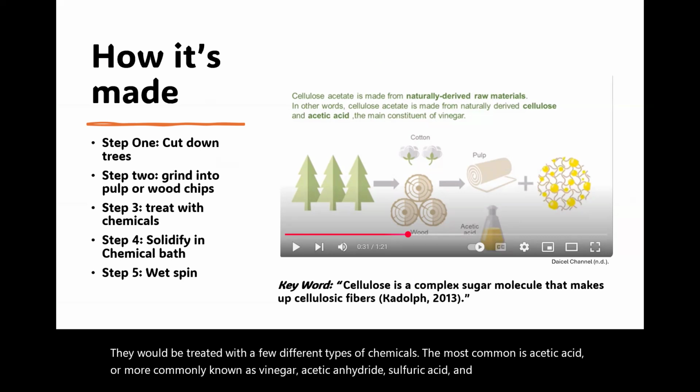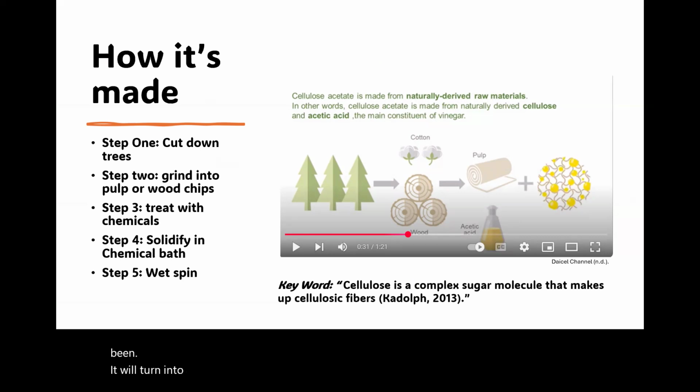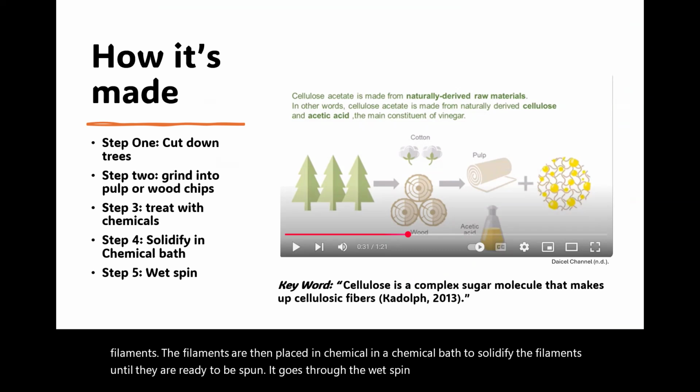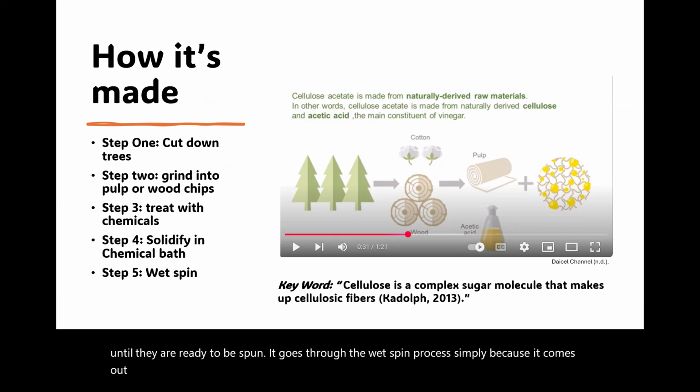After it has been treated, it will turn into a viscous liquid and is then forced through tiny holes of spinnerets to create filaments. The filaments are then placed in a chemical bath to solidify the filaments until they are ready to be spun. It goes through the wet spin process simply because it comes out of a chemical bath rather than a dry spin process, which goes through heat.